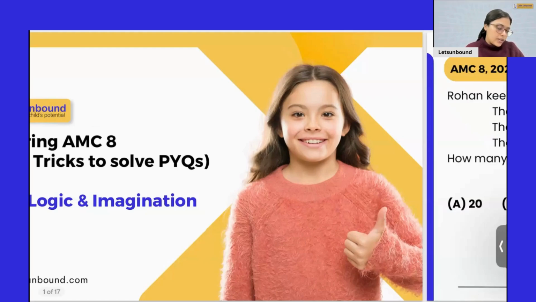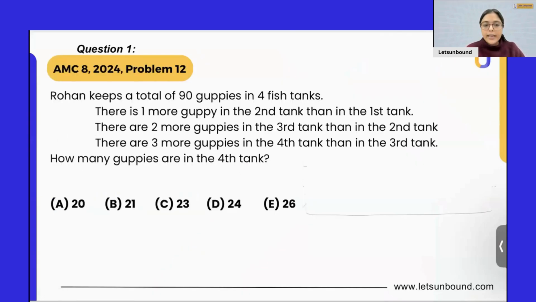Here is the first question, which is from AMC 8 2024, problem 12. Rohan keeps a total of 90 guppies in 4 fish tanks. There is one more guppy in the second tank than in the first tank. There are 2 more guppies in the third tank than in the second tank. There are 3 more guppies in the fourth tank than in the third tank. How many guppies are in the fourth tank?